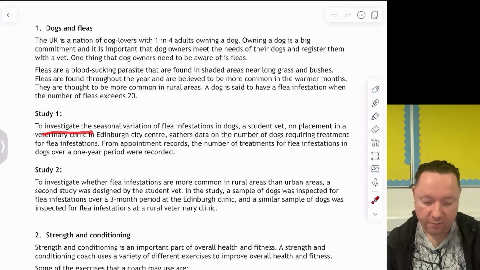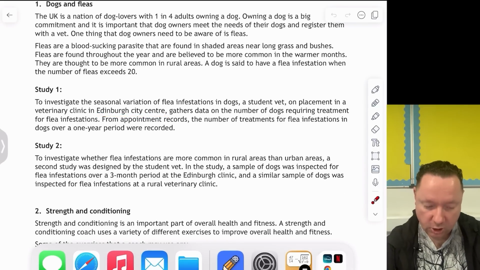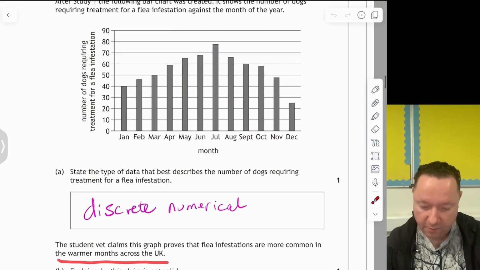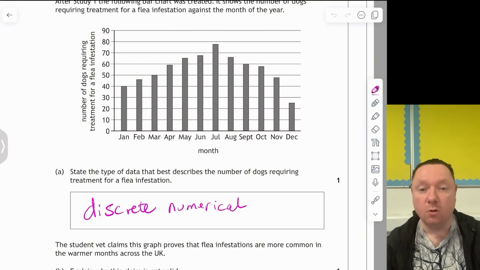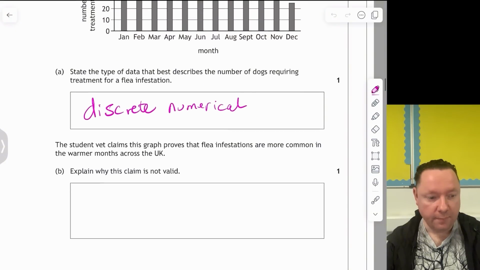Study 1. To investigate the seasonal variation of flea infestation in dogs, a student vet on a placement in a veterinary clinic in Edinburgh City Centre gathers data on the number of dogs requiring treatment. From appointment records, the number of treatments for flea infestations in the dogs over a 1-year period were recorded. Seems good enough for a whole year. But where did we do it? Only in Edinburgh. So watch out for that. If we go back to our question, it says the student vet claims that flea infestations are more common in warmer months across the UK. Well, if we look at our graph, definitely more common in warmer months, but this is only a local study, so it doesn't tell us anything about the whole of the UK. So that's all that we can say.